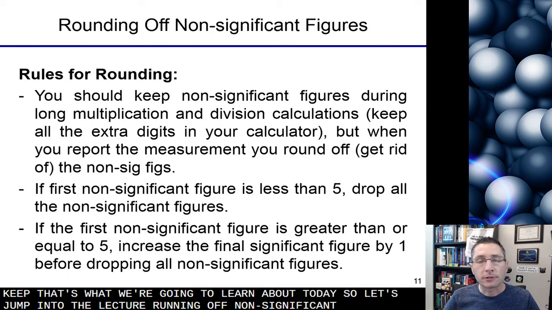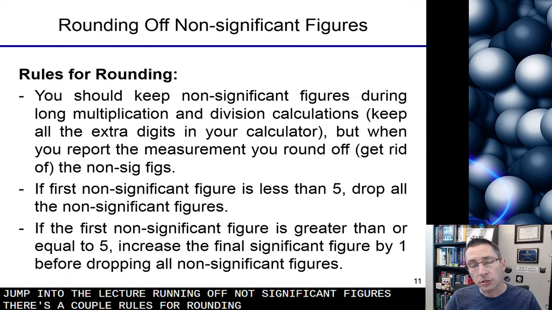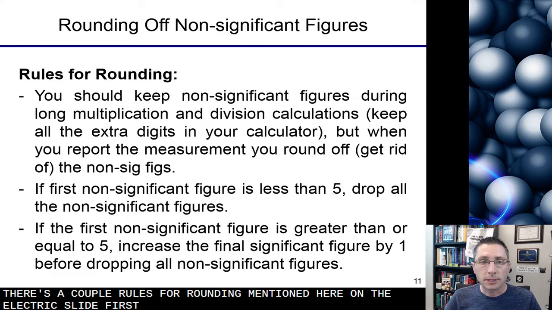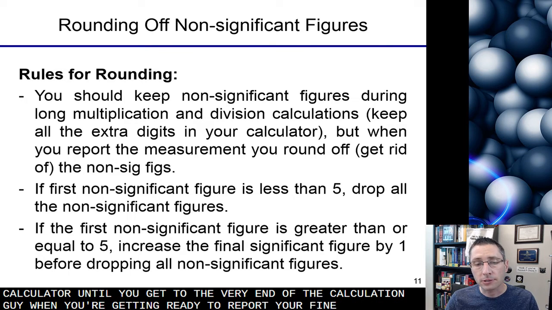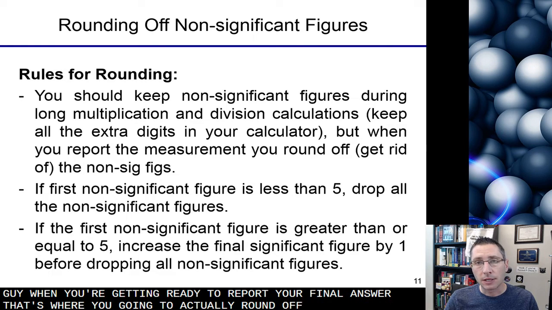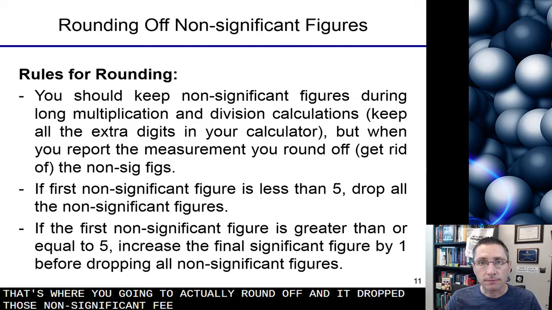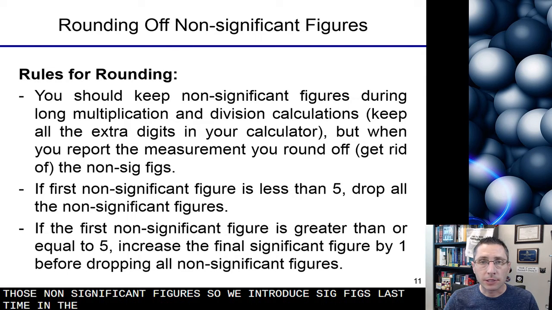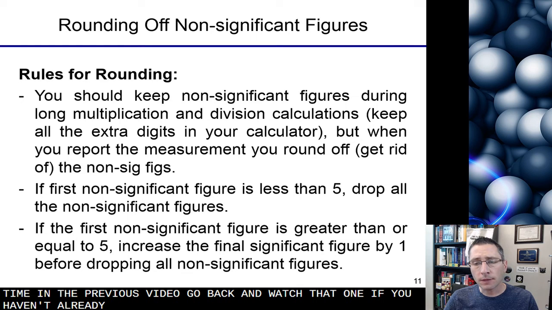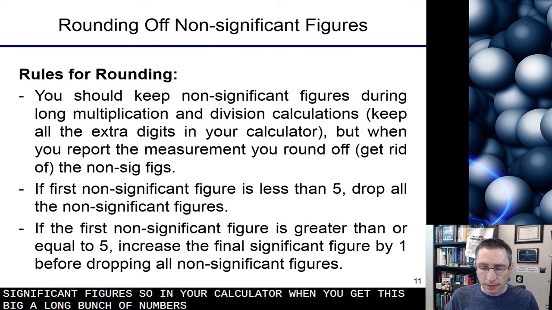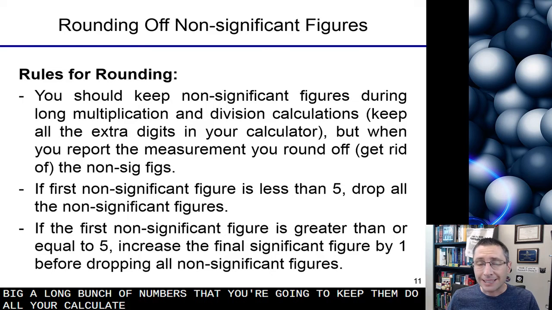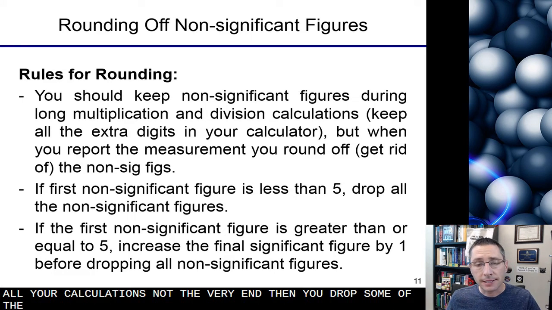Rounding off non-significant figures. There's a couple rules for rounding mentioned here on the lecture slide. First, you need to keep all the digits in your calculator until you get to the very end of the calculation. When you're getting ready to report your final answer, that's when you actually round off and drop those non-significant figures. We introduced sig figs last time in the previous video. Go back and watch that one if you haven't already. But you have to report a certain number of significant figures. So in your calculator, when you get this big long bunch of numbers, you keep them, do all your calculations, and at the very end, you drop some of the non-significant figures.